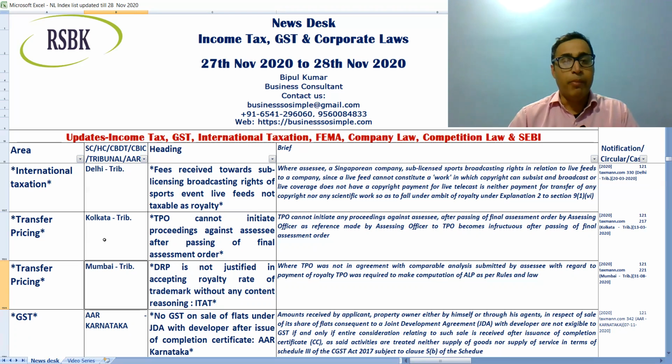Next update, Mumbai Tribunal: Dispute Resolution Panel is not justified in accepting the royalty rate of the trademark without any cogent reasoning. In this case, the tribunal held that where the transfer pricing officer was not in agreement with the comparable analysis submitted by the assessee with regard to payment of the royalty, the transfer pricing officer was required to make computation of the arm's length price as per rules and law.